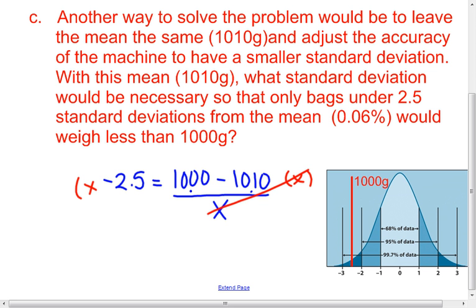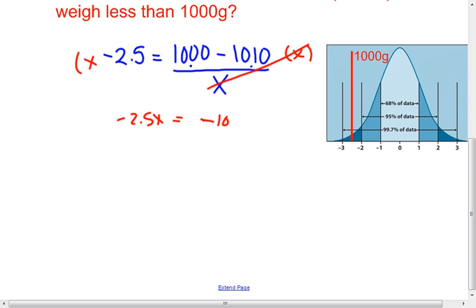Then I'm going to get negative 10 equals negative 2.5x, and then divide by 2.5 and solve. When you do that, you will get 4. So a standard deviation of 4 grams. If I can get the machine accurate enough so that it is only off by about 4 grams on average, then I can know that still a very small percentage of my bags will be less than 1,000 grams, and I won't be cheating my customers.